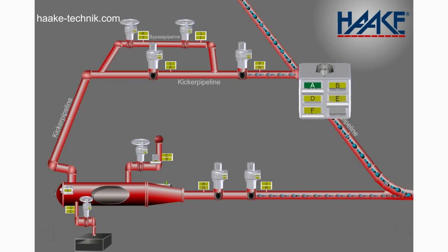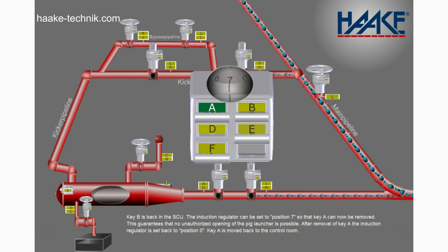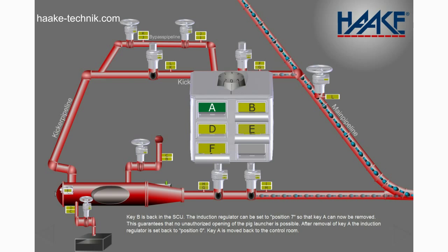Key B is back in the SCU. The induction regulator can be set to position 7, so that key A can now be removed. This guarantees that no unauthorized opening of the pig launcher is possible. After removal of key A, the induction regulator is set back to position 0. Key A is moved back to the control room.